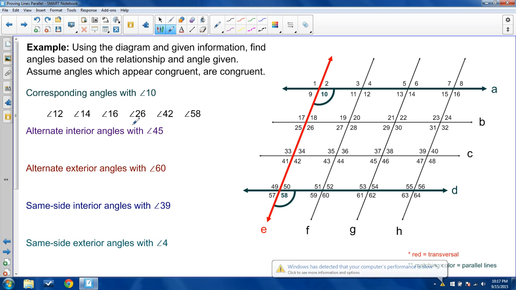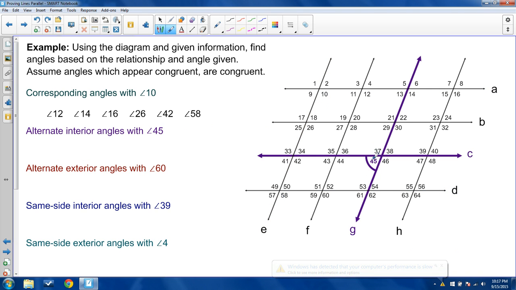Now let's look at alternate interior angles with 45 right here. Alternate interior meaning on the opposite side of a transversal. So I can either use line G or C as the transversal. I'll go ahead and do G first. And it needs to be on the inside path. So say 45 is on the inside here, 54 is on the inside here. So these are the only two alternate interior angles with G as a transversal. And if these two are congruent, as they are assumed to be, then C and D are parallel.